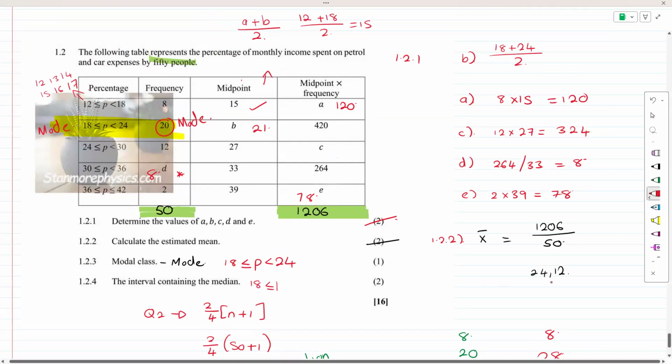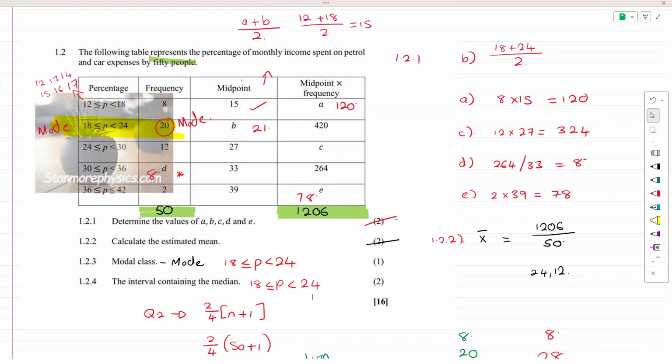less than or equal to P, which is less than 24. I meant greater than, but yeah, guys. P is greater than or equal to 18 and less than 24. And that's all there is to this question.